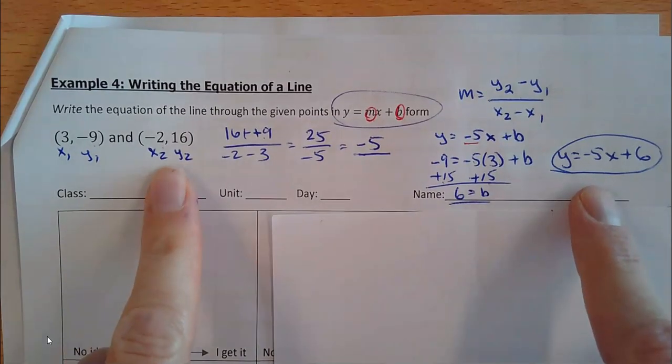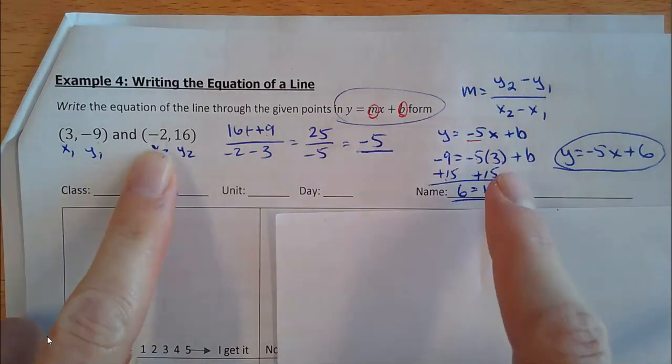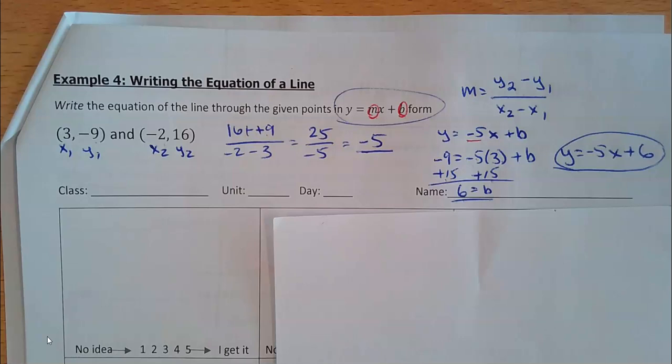Now, had I used this point instead, because when I plugged it in, I plugged in 3 and negative 9. Had I plugged in negative 2 and 16, I get the same b value. So it really does not matter what you pick. You can pick whichever one. They both make the equation true, so they will both find the same b value for you. Okay, so that's it on this.